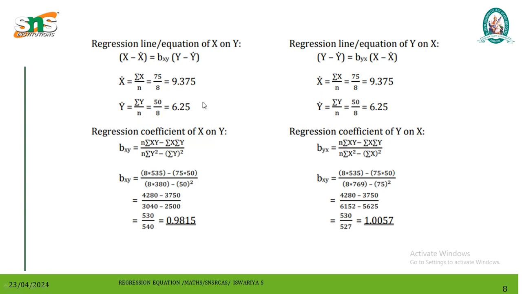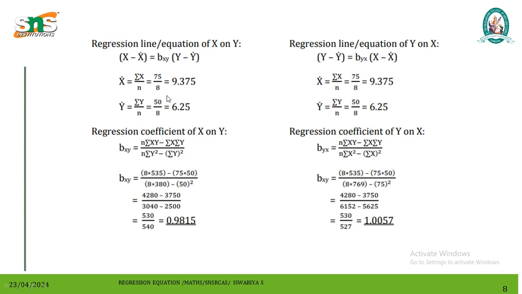So after finding the value of x bar and y bar, we are going to find the value of regression coefficient, that is bxy and byx. So the formula for bxy and byx is given. So we have to substitute the values for these bxy and byx. By substituting and calculating, I get an answer for bxy is equal to 0.9815, and for byx I get an answer as 1.0057. So now we have found all the values which we need for these two formulas.